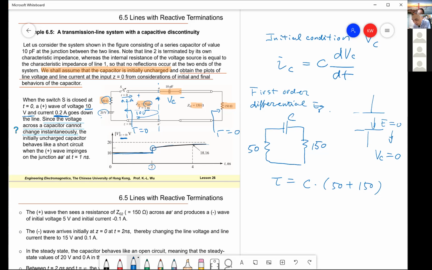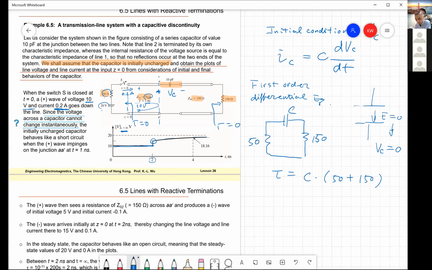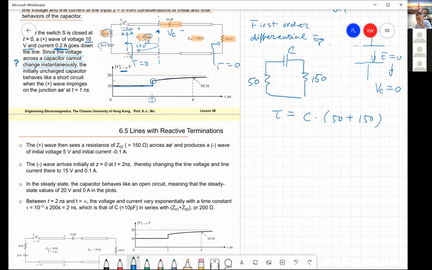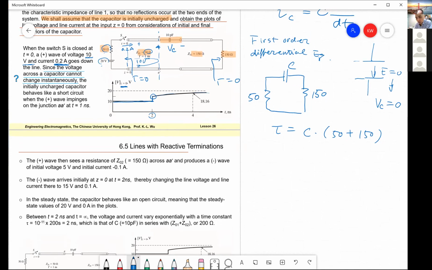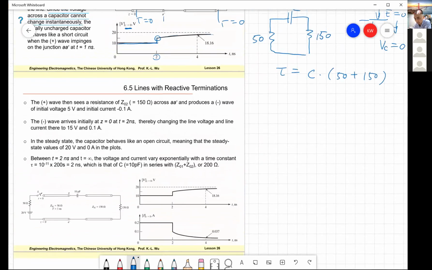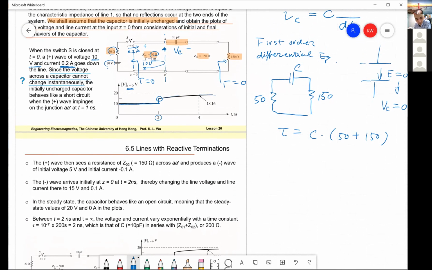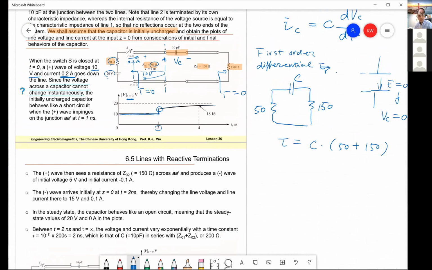Now let's find out what value this is. Sorry, we don't have time. I would need another 30 minutes or so to explain this problem. I guess we don't have time to finish that.